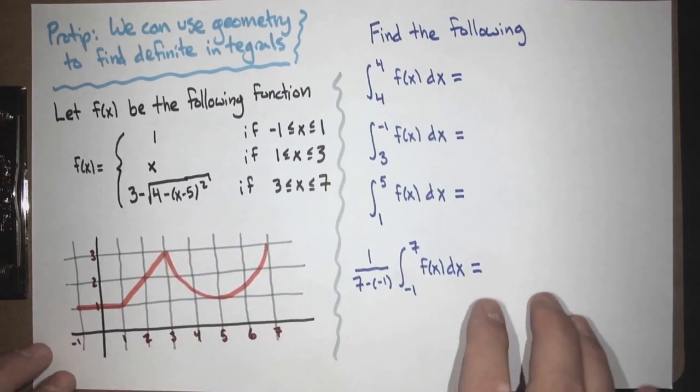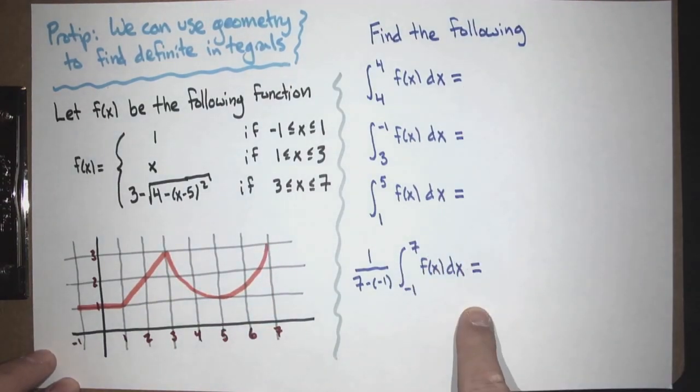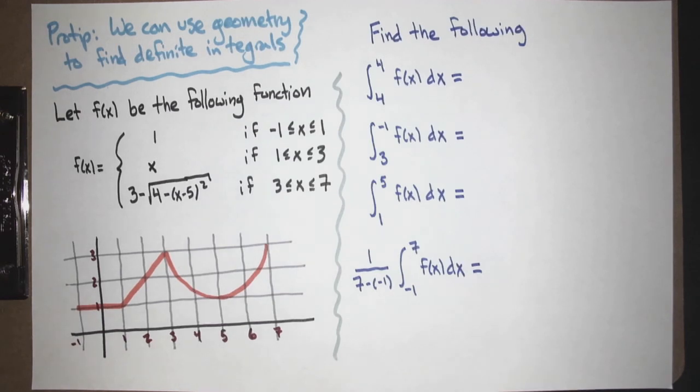All right, so there's 4 questions here. And they ask you to find the following. The integral from 4 to 4 of f of x dx, 3 to -1 of f of x dx, 1 to 5 of f of x dx, and then this expression, 1 over 7 minus -1 times the integral from -1 to 7 of f of x dx. All right, I think it's your turn.